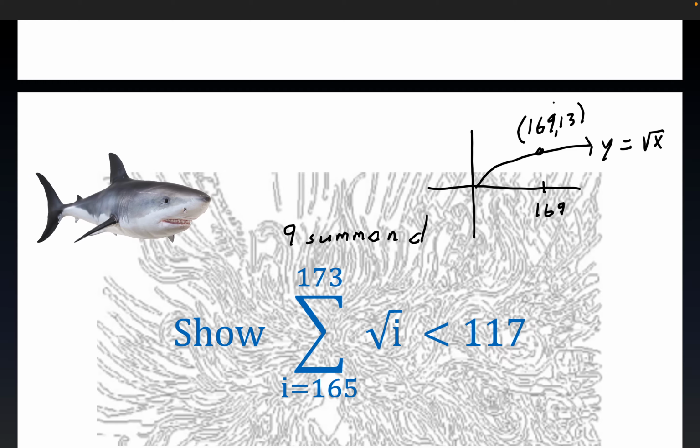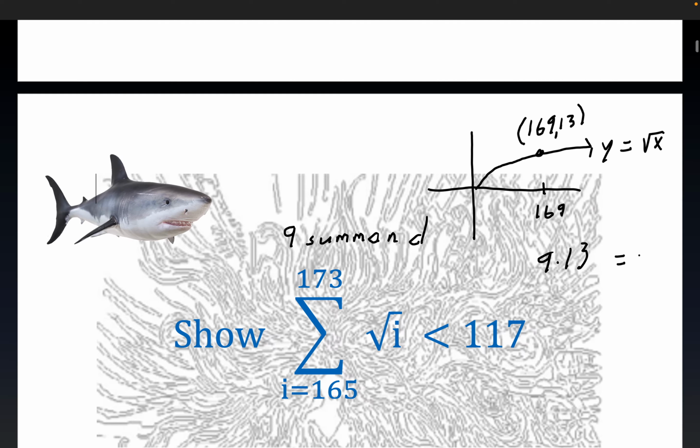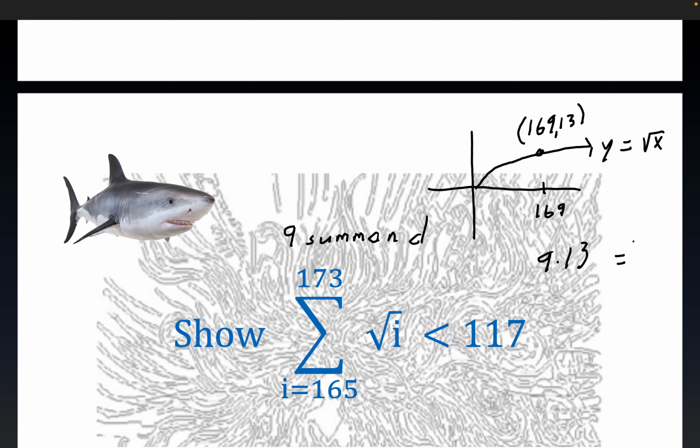Okay, so you see there it is, almost, folks. You see 13, right? There are 9 summands. The square root of 169 is in the middle of this. And notice that 9 times 13 is 117. So that's not a proof, but it's very believable if you remember that the graph of the square root function is concave down, which means it's increasing at a slower rate as you move along. Okay, so it's very believable that this would be strictly less than 117.